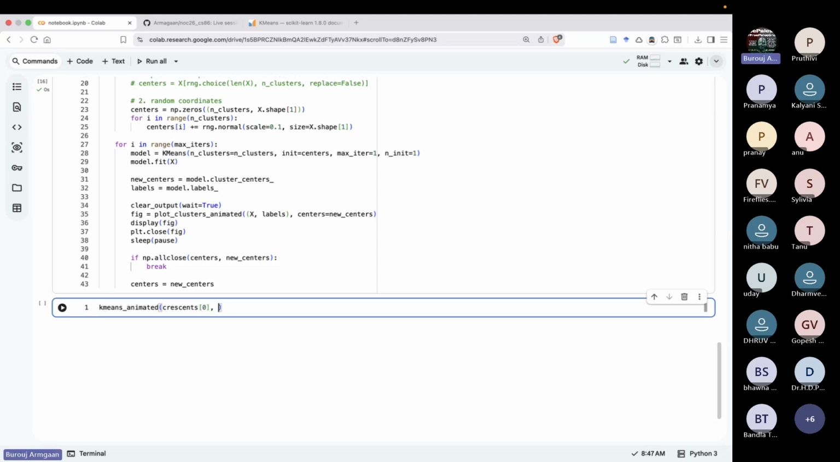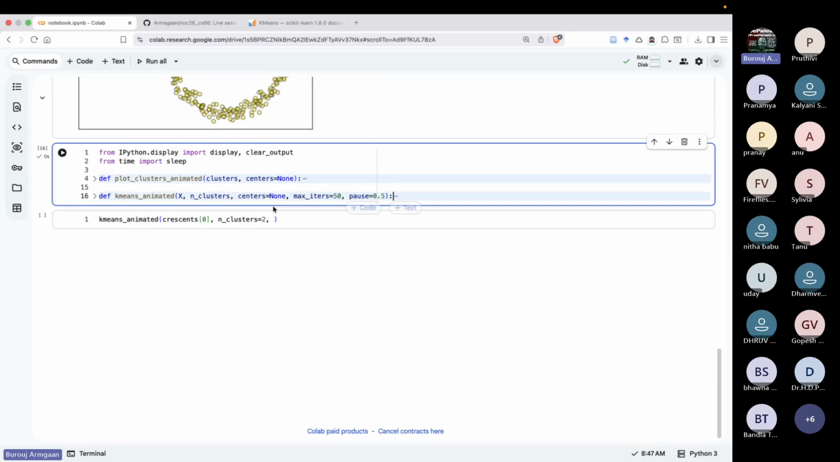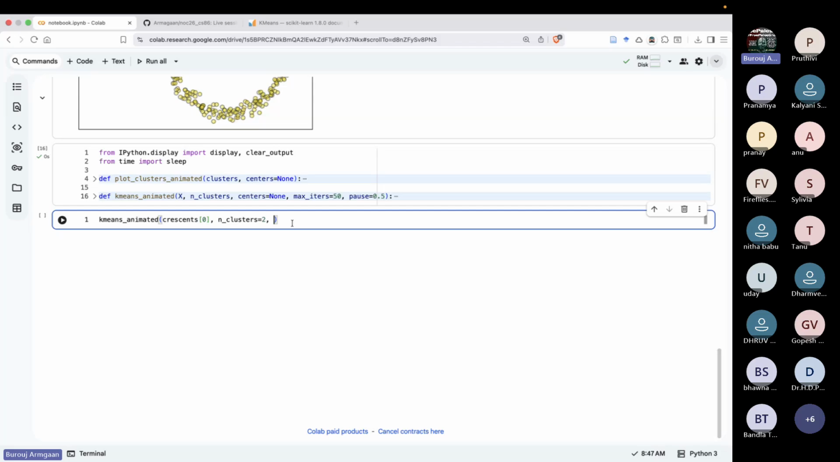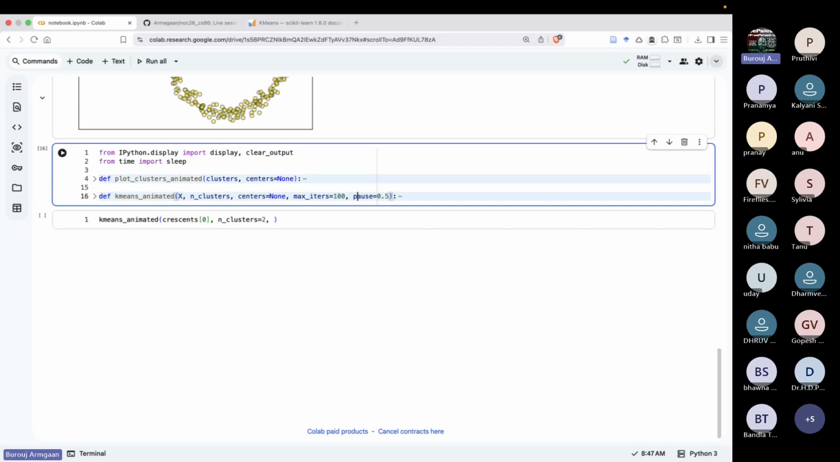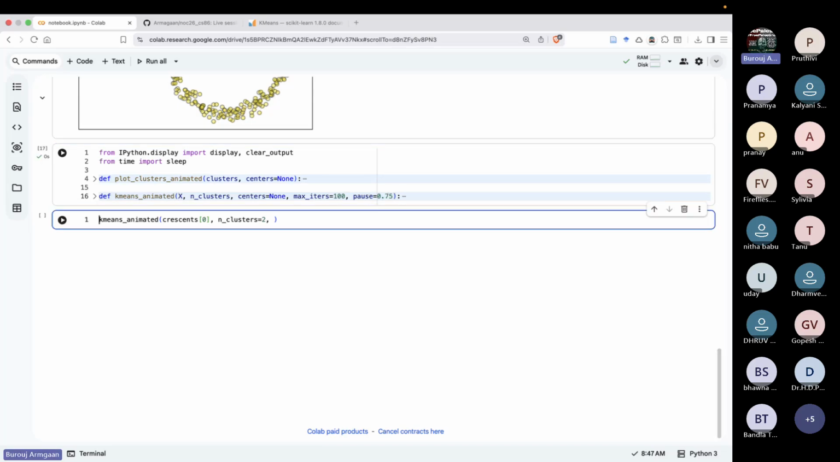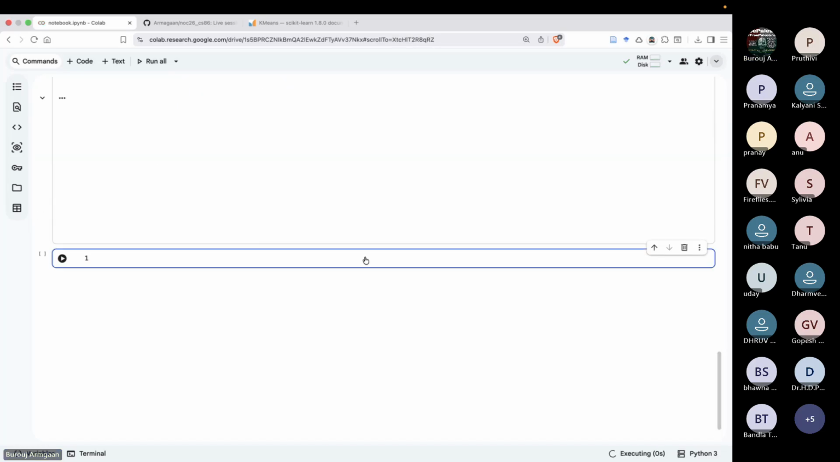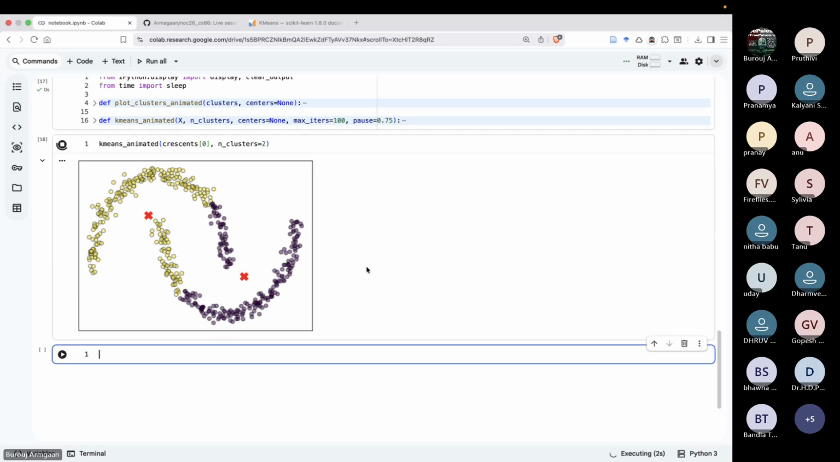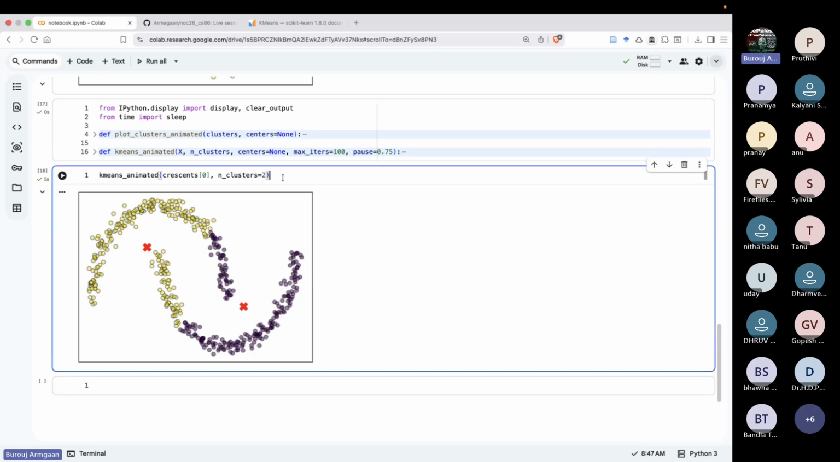We pass the coordinates. We know that there are two clusters. And what else? Initially, our centers would be none. Max iterations, we can set it to 100, and let's leave this at 75. So did you see that? Let's try it again.